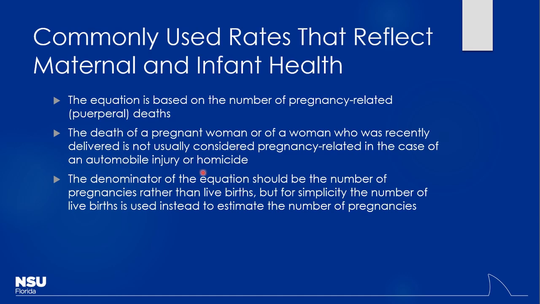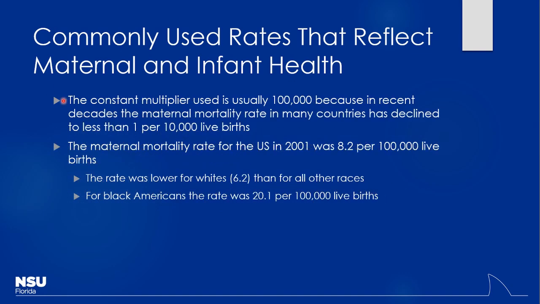Okay, and I mentioned the denominator there should be the live births. But you may find, for simplicity's sake, they may use live births as an estimate of the total number of pregnancies, because the number of people who get pregnant throughout the year may not be reported, but live births will more commonly be. So usually we're going to see the constant multiplier be 100,000. What do you think that is?